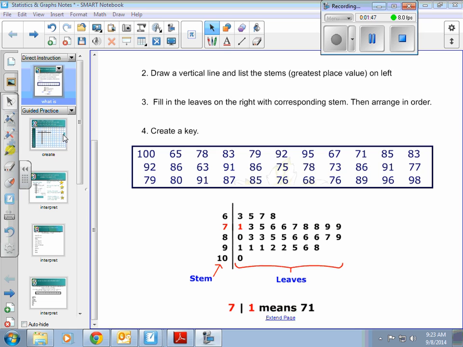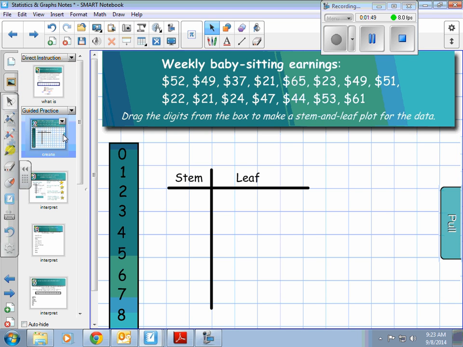So now we're going to actually do a stem and leaf plot. We have weekly babysitting earnings. So what you need to do is put it in numerical order. If I look at this, the lowest number that I have is 21. So I know my first stem is going to start with 2, and it goes all the way up to 65. So I'm going to do 2, 3, 4, 5, and finally 6. Those are my stems.